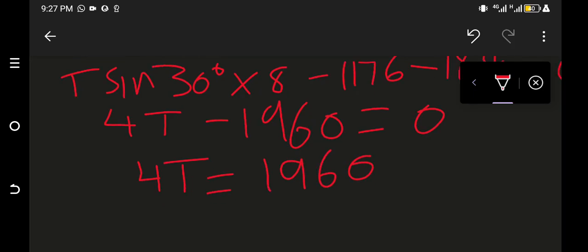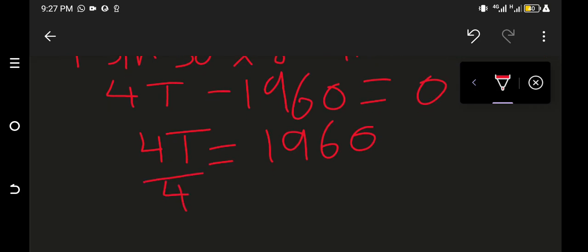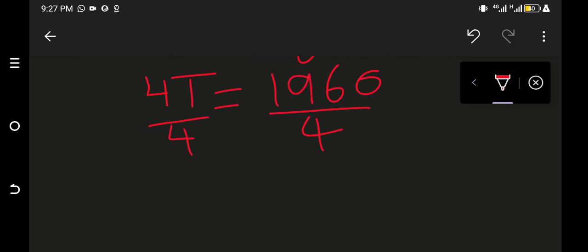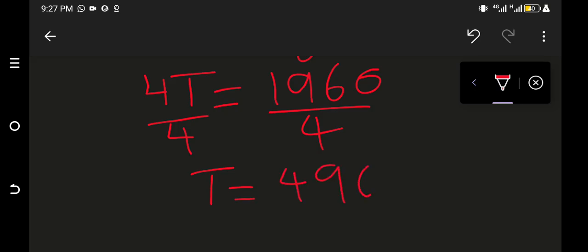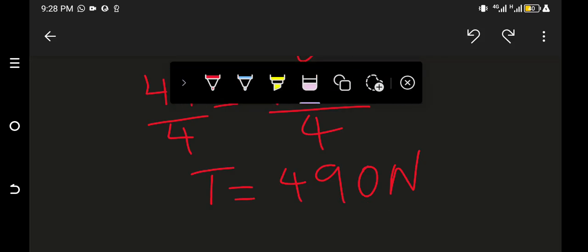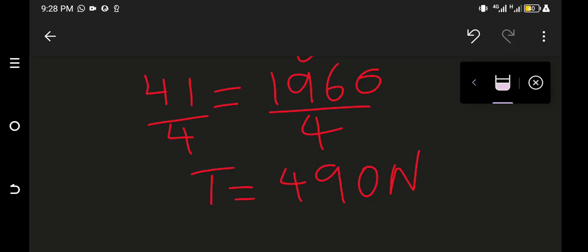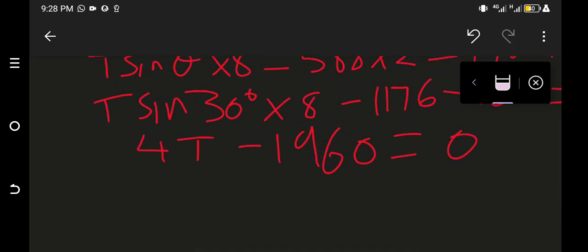To remain with T, we divide both sides by 4. So 1960 divided by 4, which is T, gives us 490. 490 newtons. It's the tension. So we have found the tension. The tension is 490, so we can write it on top there.